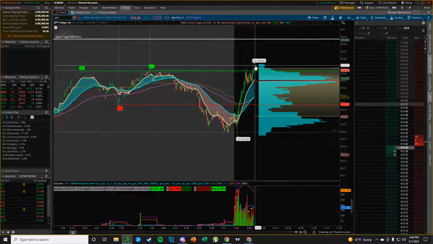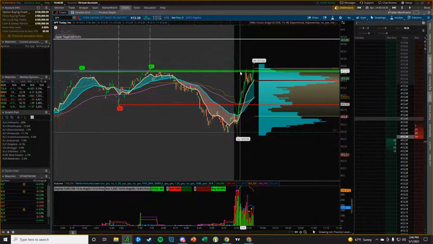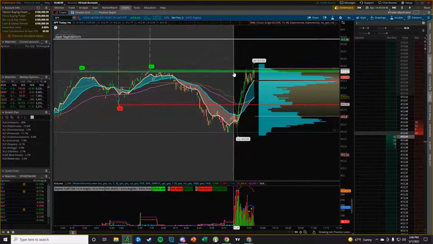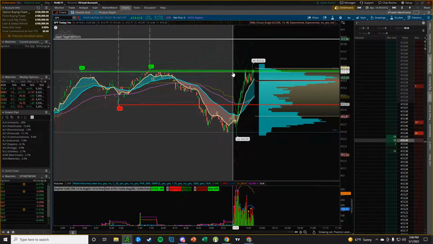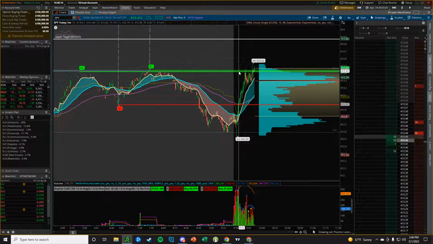Could be a false breakout. Those are very frequent in the market. They're a strategy that the big boys will use to try and shake out any of the positions that are counter to the move that they're trying to take.